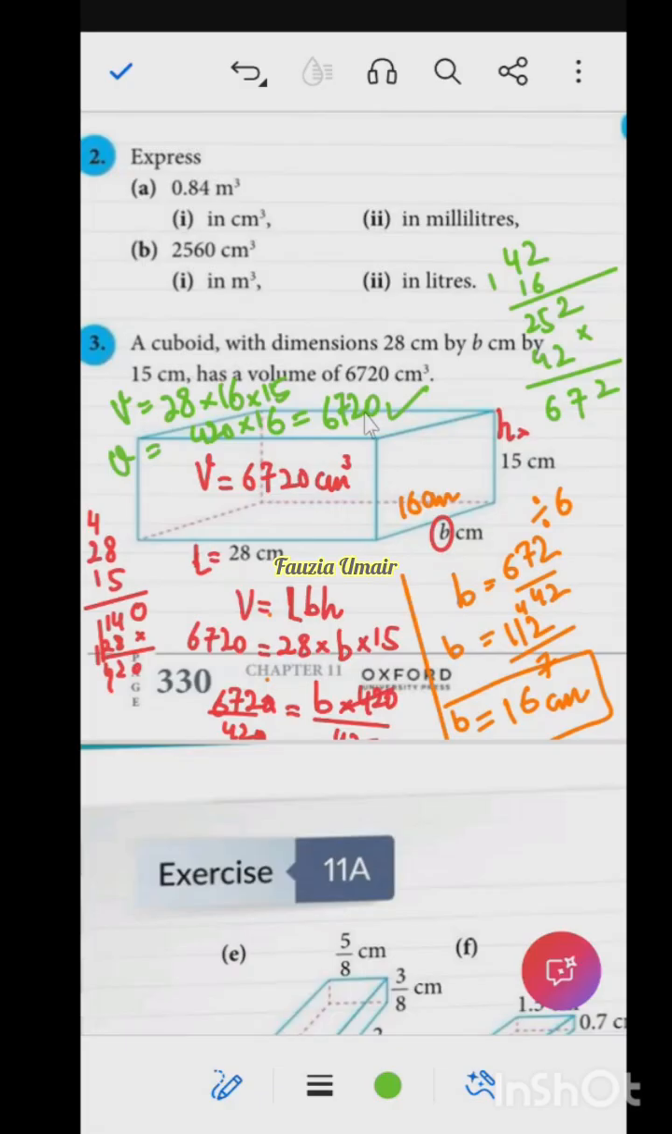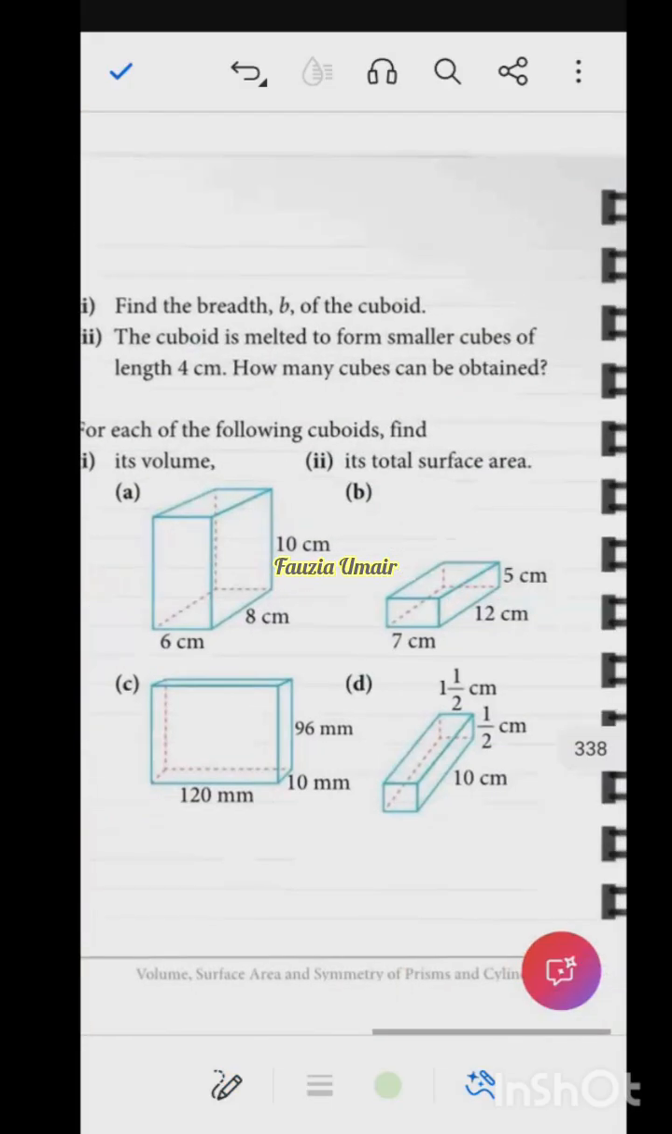Yes, ma'am. All right. So now the second part. Now the second part is very interesting. They are saying that the cuboid is melted. ये जो क्यूब है ना इसको मेल्ट करके हमने छोटे छोटे से क्यूब्स बनाए हैं. कितने लेंथ के क्यूब्स बनाए हैं? 4 सेंटीमीटर के. हमने उनको बताना है कि कितने क्यूब्स बनेंगे.